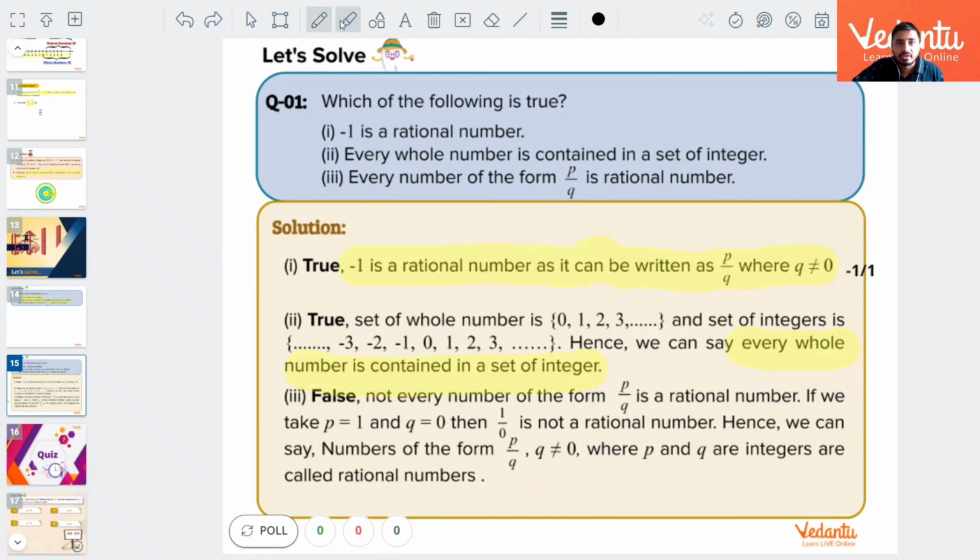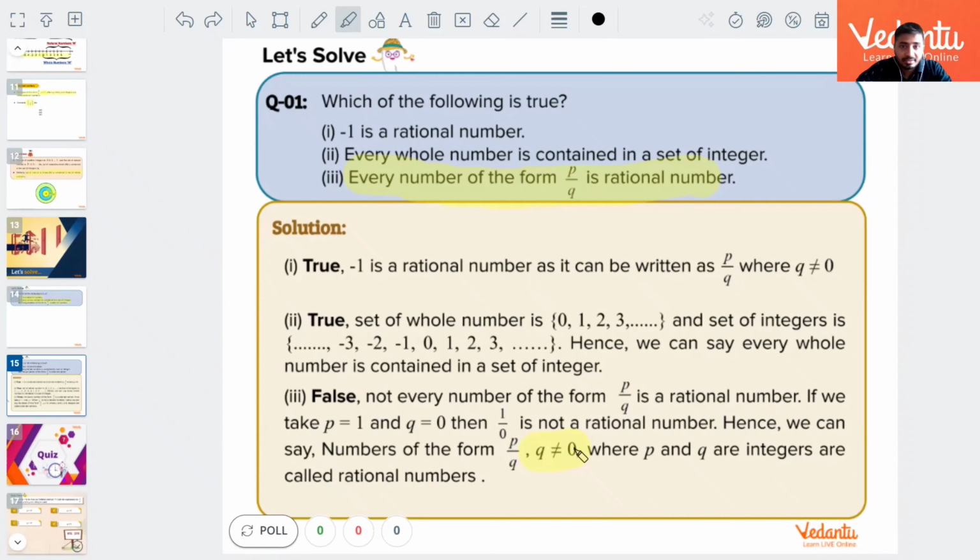Now the third question. Every number in the form of p by q is a rational number? No. What is the condition? The condition is q must not be equal to 0. If q becomes 0, then it will not be a rational number. Clear? Anybody is having any doubt?